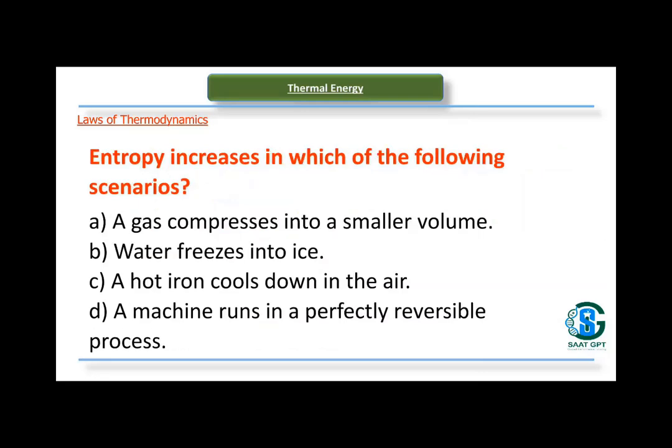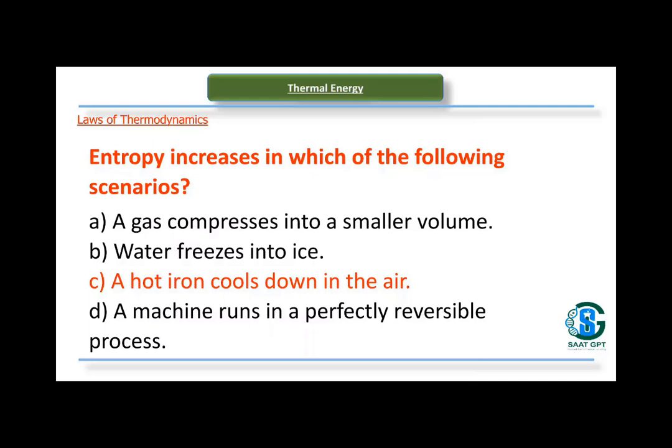Entropy increases in which of the following scenarios? A hot iron cools down in the air, because the heat is transferred to the air and increases the amount of randomness of the air. Gas compresses into smaller volume. That means that the molecules will be near to each other, so they will be attracted to each other. Water freezes into ice. Also, the distance between the particles or molecules will decrease, so the attraction force will increase.